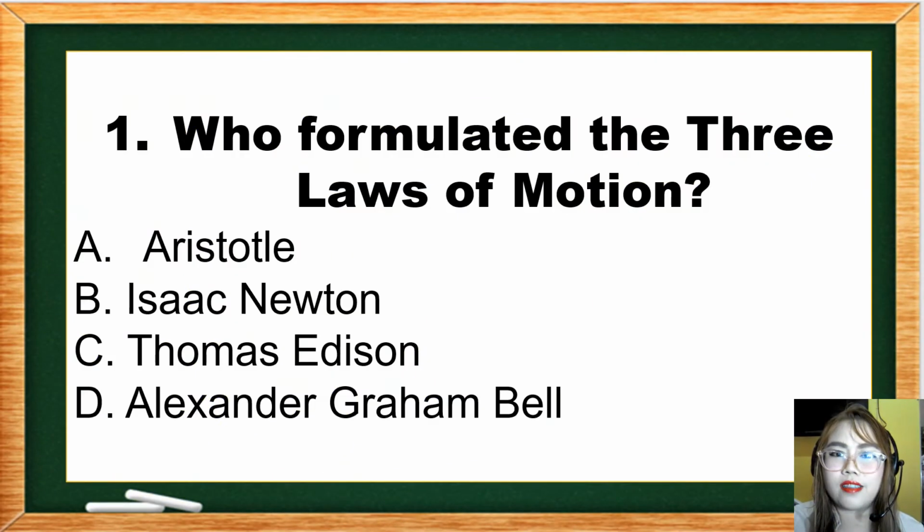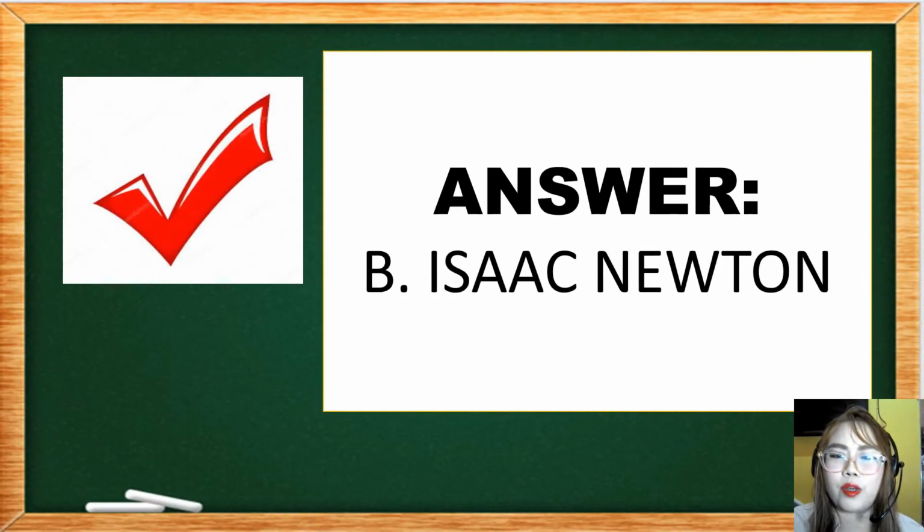Number 1. Who formulated the 3 laws of motion? A. Aristotle. B. Isaac Newton. C. Thomas Edison. D. Alexander Graham Bell. Answer: letter B. Isaac Newton.